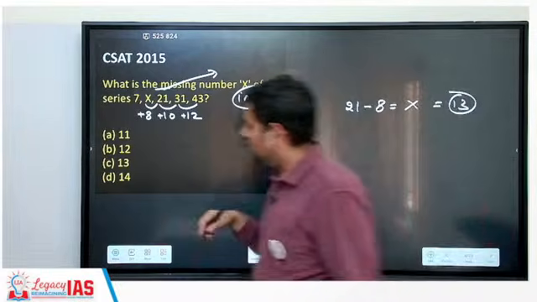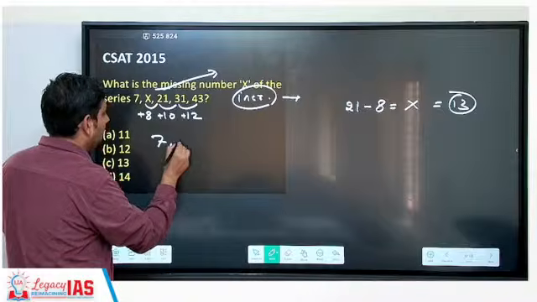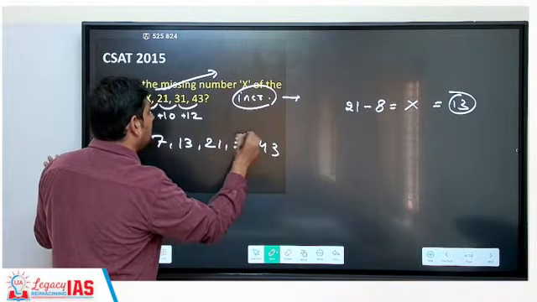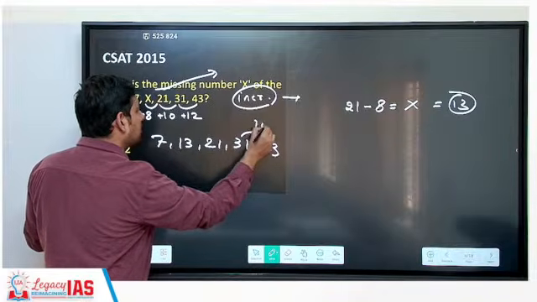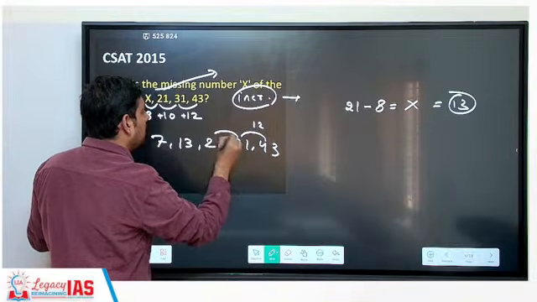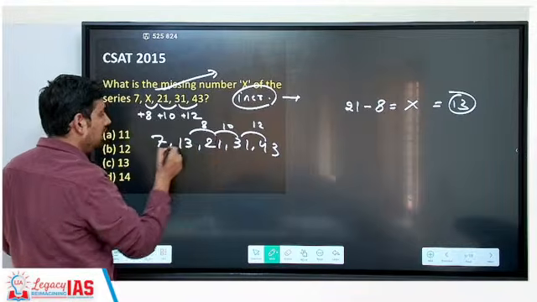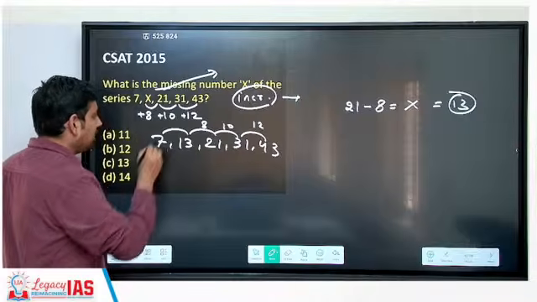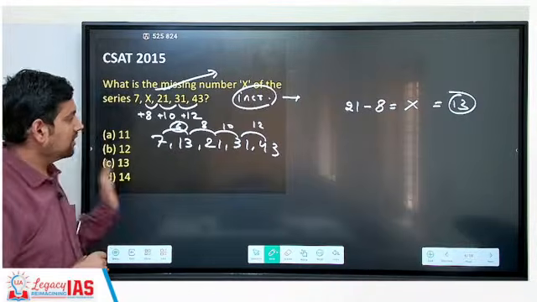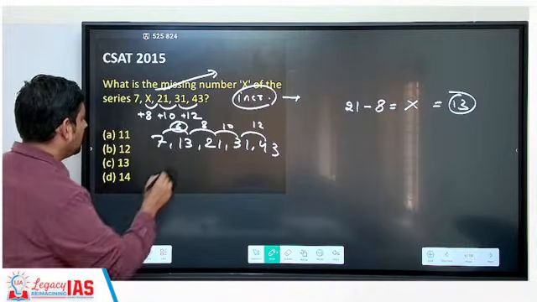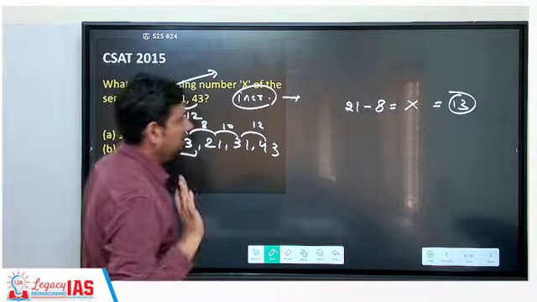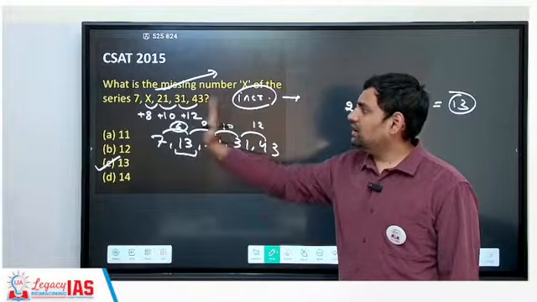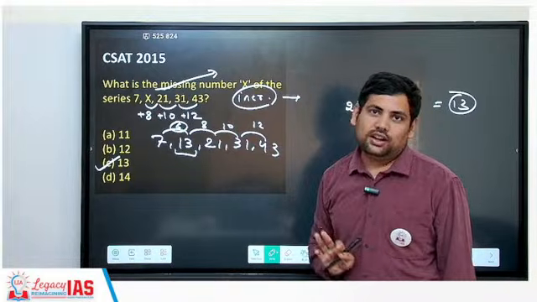Now, if I put 13 here, then it becomes 7, 13, 21, 31, 43. Now, this difference is 12, this difference is 10, now this difference is 8. Now this difference should be 6 if 13 is the answer. Is it 6? Yes, it is very clearly 6. So everything is following here. Answer becomes C, 13. Simple. Finding out what kind of series this is and then writing the difference, getting to the answer.